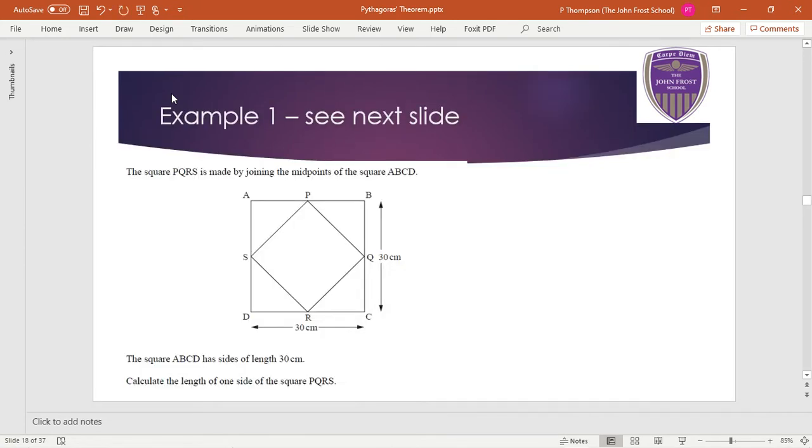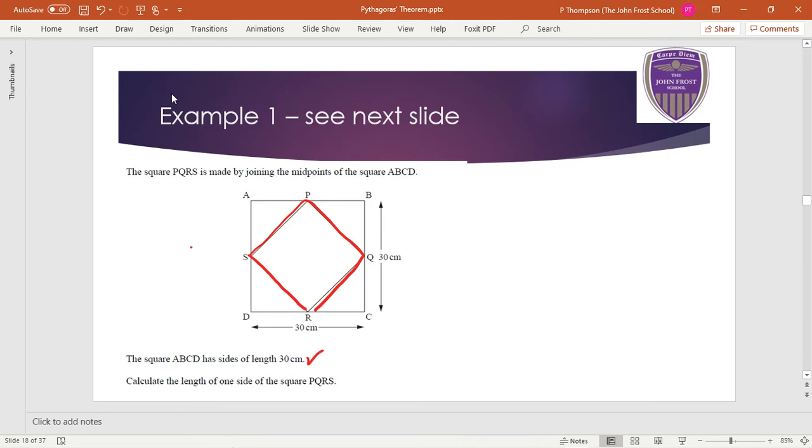Okay, so this is off an old exam paper. This square, PQRS, so yeah, this square here, is made by joining the midpoints of the square ABCD. So S is in the middle of A and D, and Q is in the middle of B and C. The square has length of sides 30 centimeters.